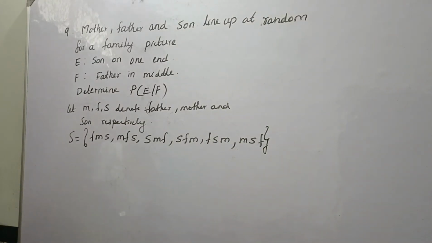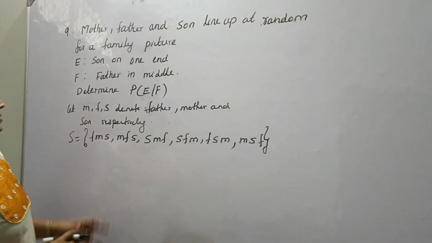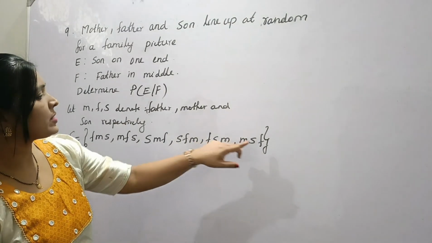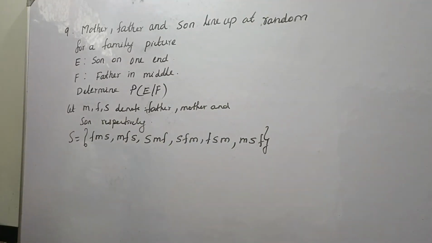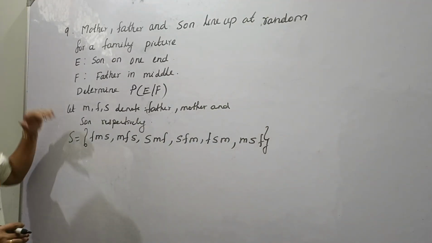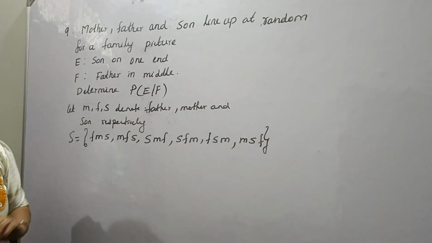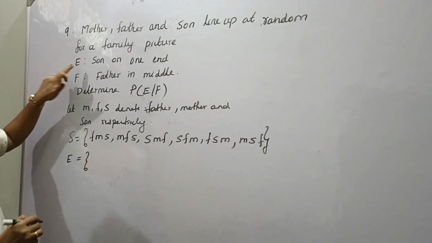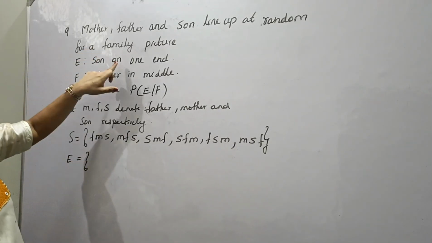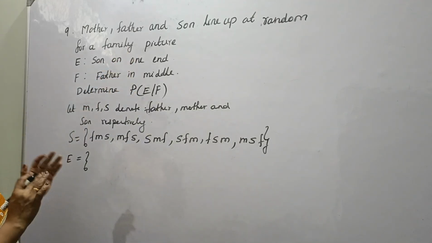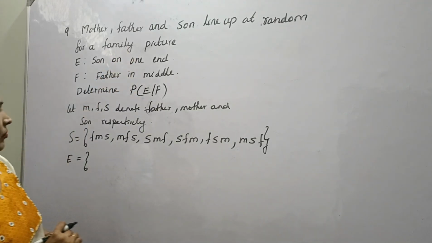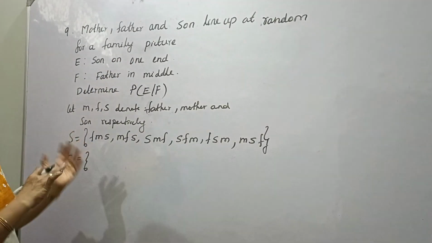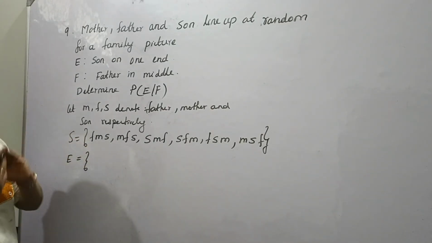Okay. Now there are how many elements? 1, 2, 3, 4, 5, 6. 6 elements, right? Then after that, let's write the possible outcomes of E. Elements of E. E is the event son on one end. Okay, son on one end. So here, any end, so first or last.